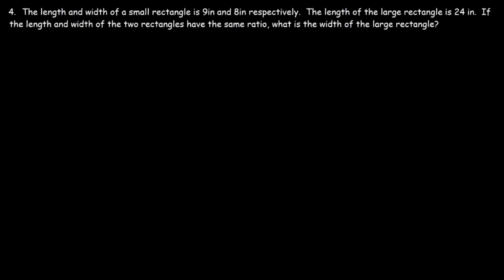Number 4. The length and width of a small rectangle is 9 inches and 8 inches respectively. The length of the large rectangle is 24 inches. If the length and the width of the two rectangles have the same ratio, what is the width of the large rectangle? Well, let's set up a proportion. So we have the large and the small rectangle.